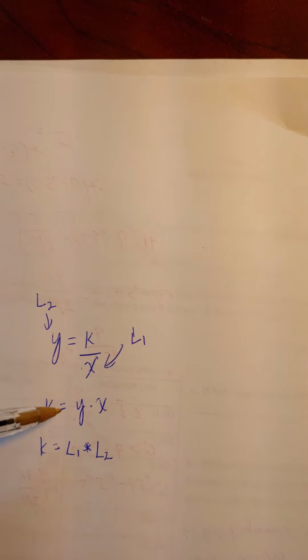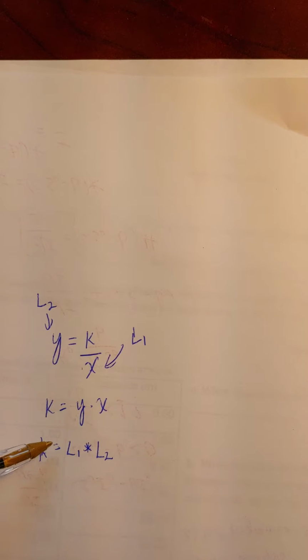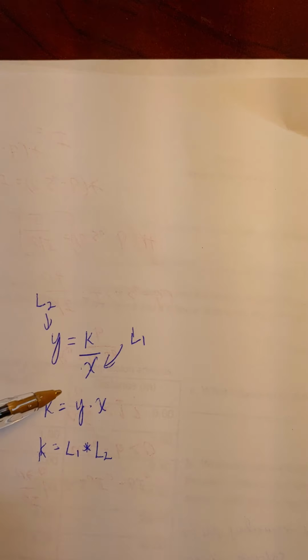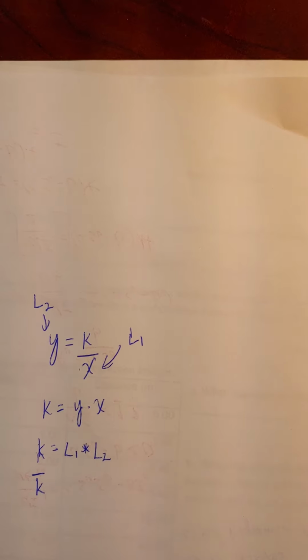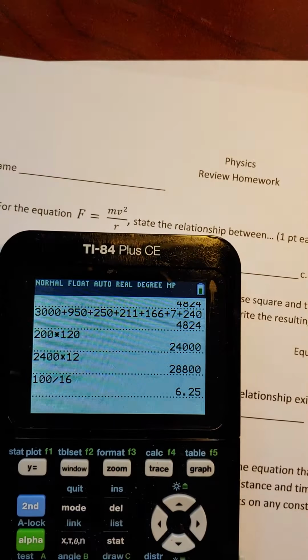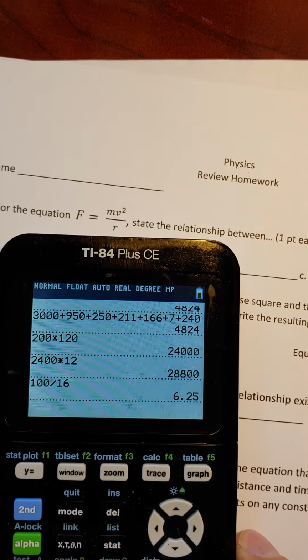Because you guys are getting data and it's imperfect data, your k isn't going to be exactly right for a particular piece of data. So what we want to do is get a whole bunch of k's and then average those k's. We want to find our k bar. We can do that quickly and easily in the calculator itself.